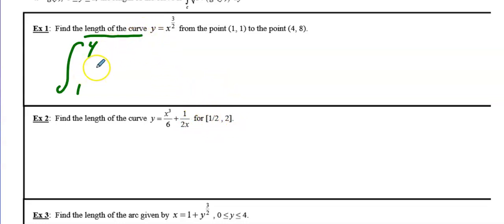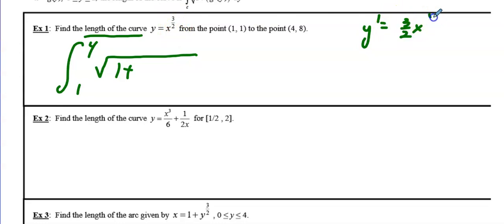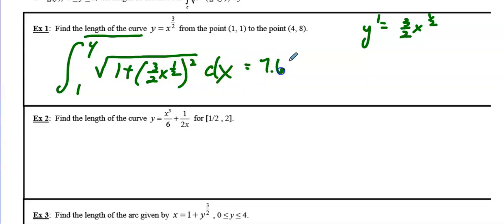So we're literally going to integrate from 1 to 4. When we're finding the arc length, we're going to do the square root, and these, again, are always calculator problems, by the way. We're going to do 1 plus, and then all we have to do is find the derivative of our function. So this is going to be 3/2 x to the 1 less power. We're going to plug the derivative in here, square it, and then do dx. That's all we're going to do. We're going to plug it into our graphing calculator.